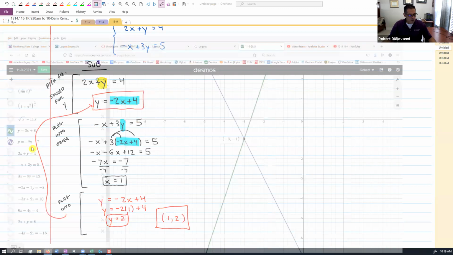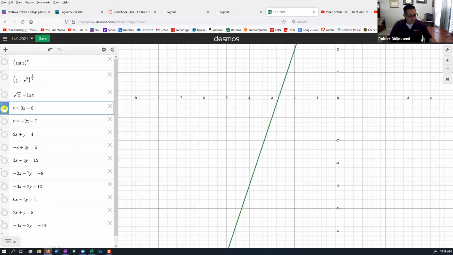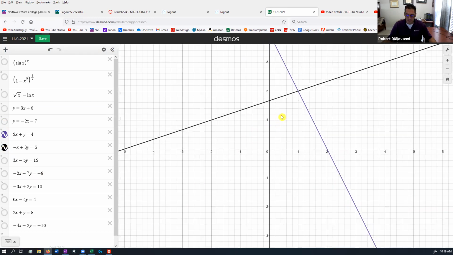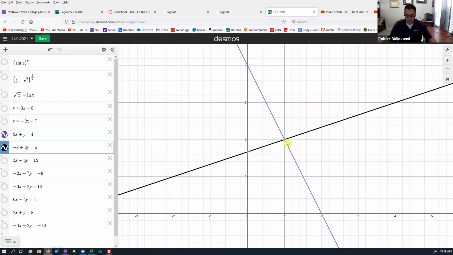All right, just to show you visually what we just did, here are the two lines. Here's the first one, okay? The computer's drawing it. Here's the second one. And you can see from what the computer's done here for us, they have a solution here. They intersect each other at the point 1, 2. And we were able to find that mechanically by hand, right?